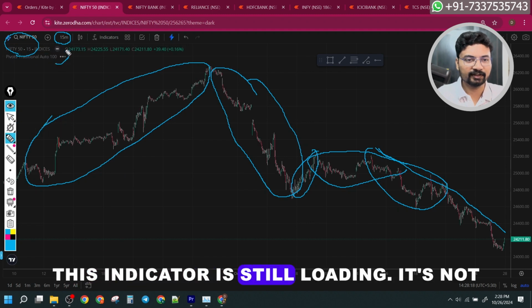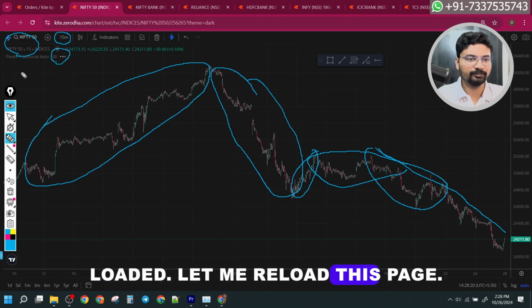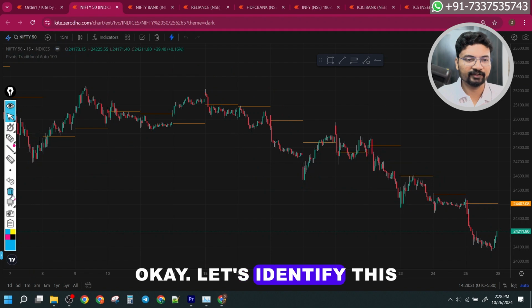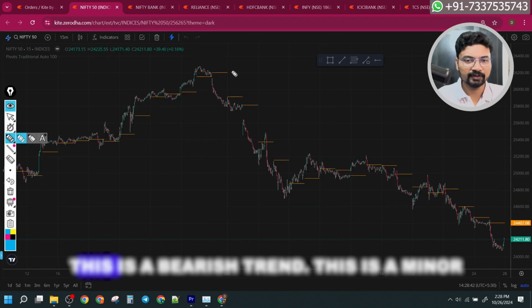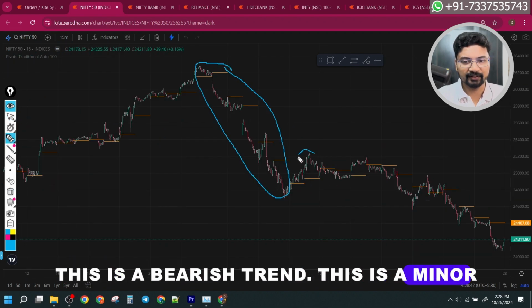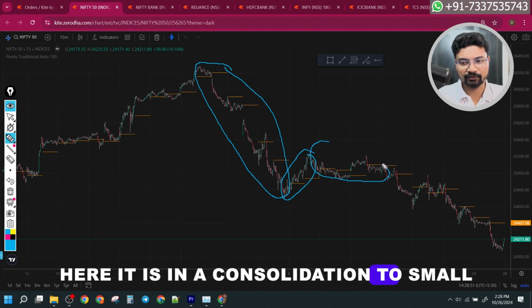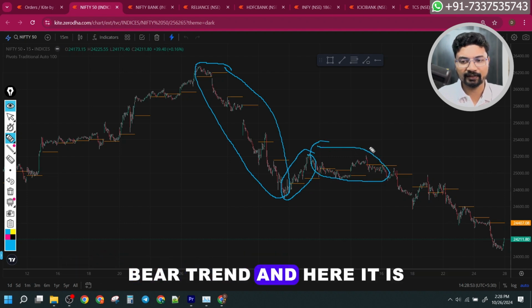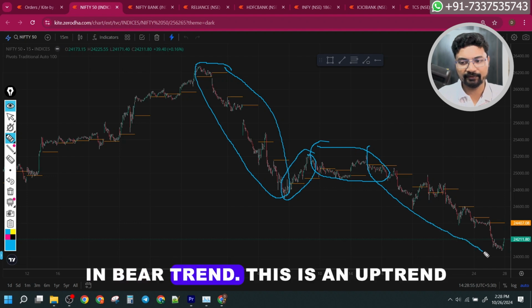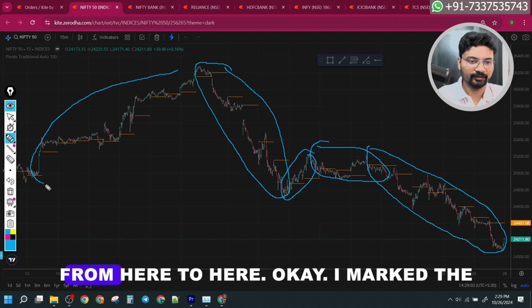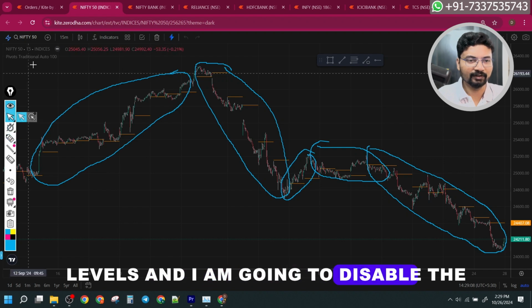This indicator is still loading. It's not loaded. Let me reload this page. Okay, let's identify this once again. This is a bearish trend. This is a minor uptrend, and here it is a consolidation to a small bear trend, and here it is in a bear trend. This is in an uptrend from here to here. Okay, I marked the levels and I am going to disable the chart.